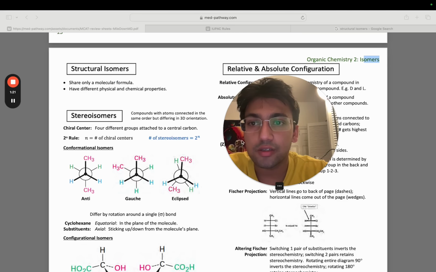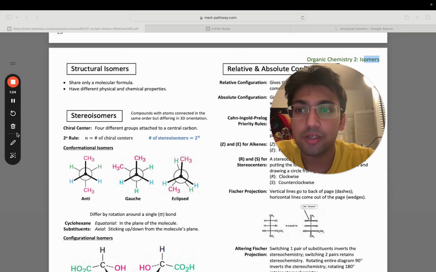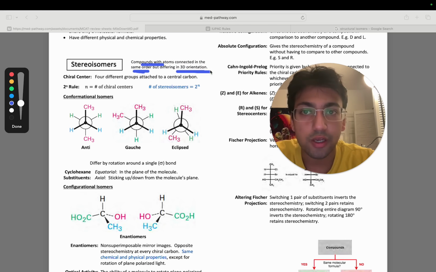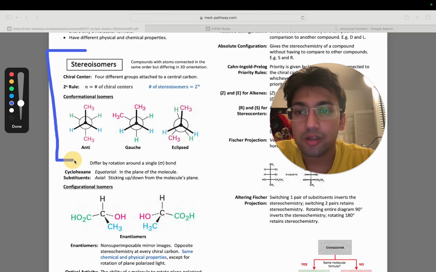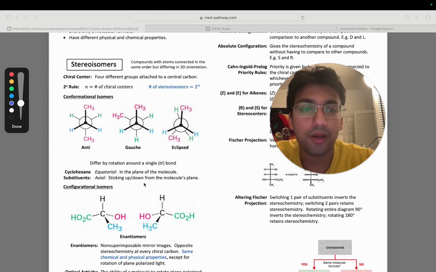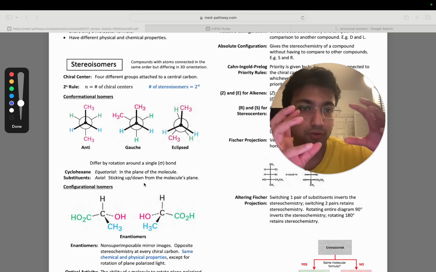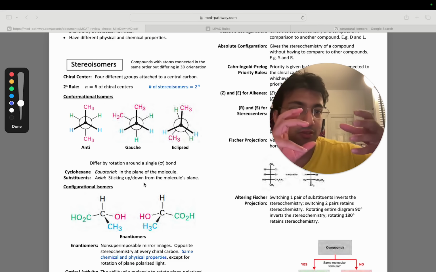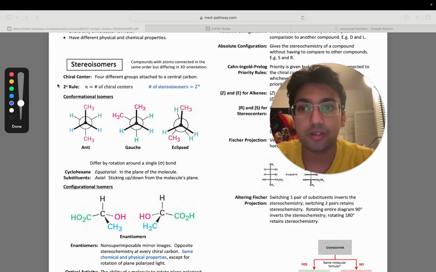Now let's look at stereoisomers. Stereoisomers are about as similar as you're going to get for compounds. Stereoisomers are compounds with atoms that are connected in the same order but have different 3D orientations. It's like a compound that's really similar to another compound, but if you rotated the atoms somewhat around the chiral center, then you would have a stereoisomer.